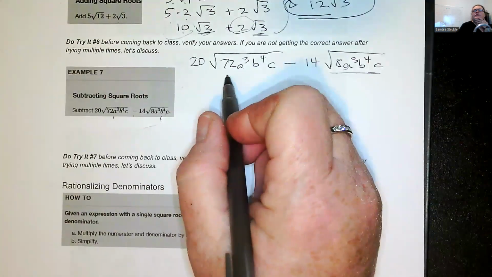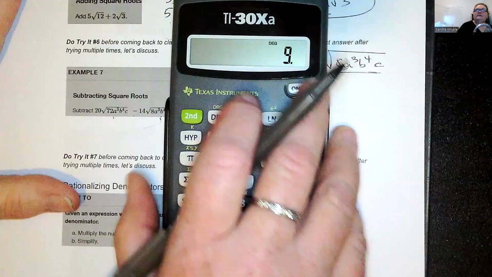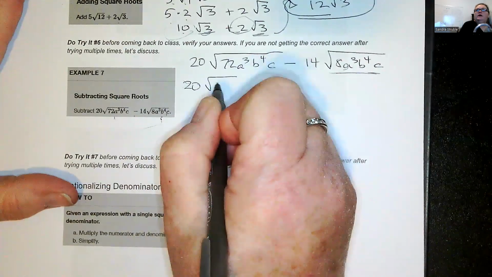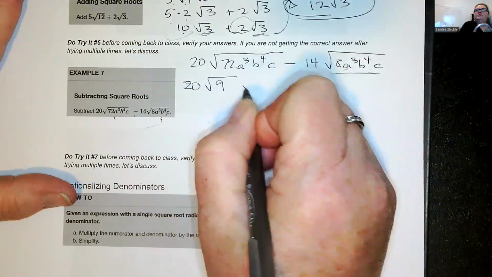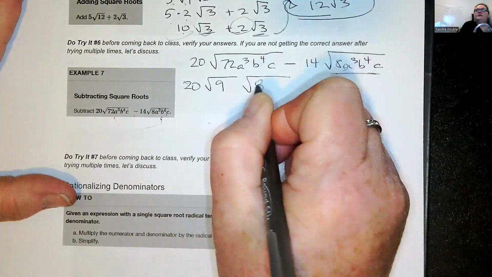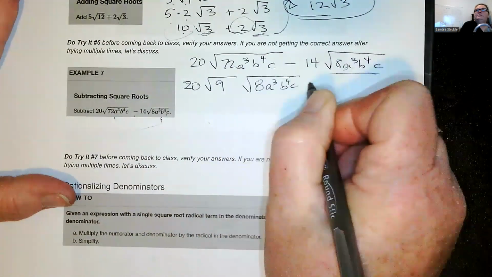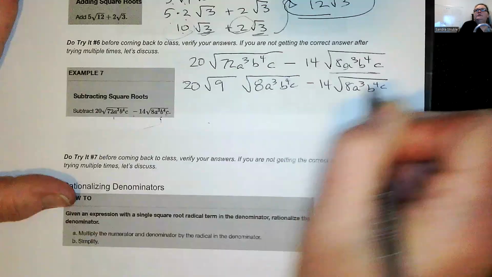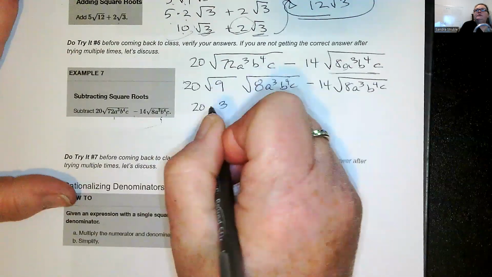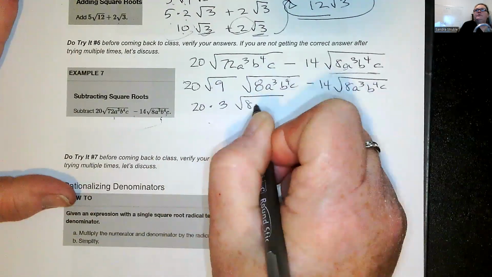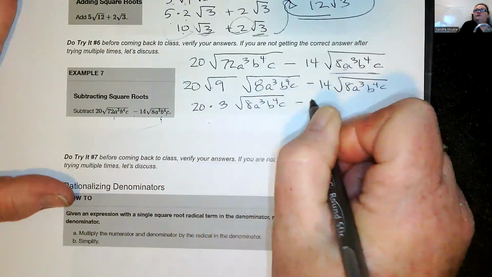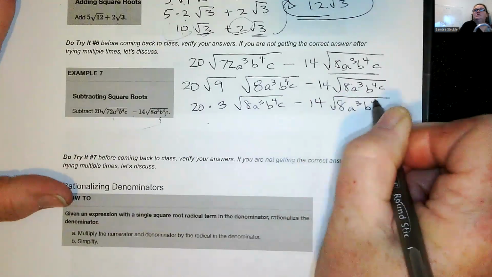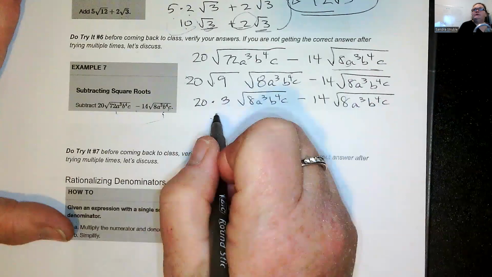So 72 breaks down into what? 72 divided by 8 is 9, now that I think about this. So 20 times the square root of 9 times the square root of 8 a cubed b to the 4th c minus 14 square root of 8 a cubed b to the 4th c. And the square root of 9 is just 3. So 20 times 3, and then everything else is the same. Again, this is probably too much for some of you. Please do not be offended that I'm doing this. Just ignore it if you already know it. 20 times 3 is 60.